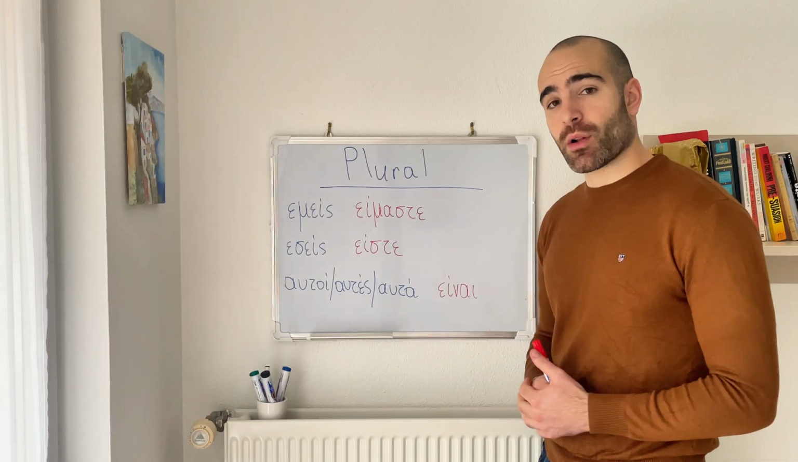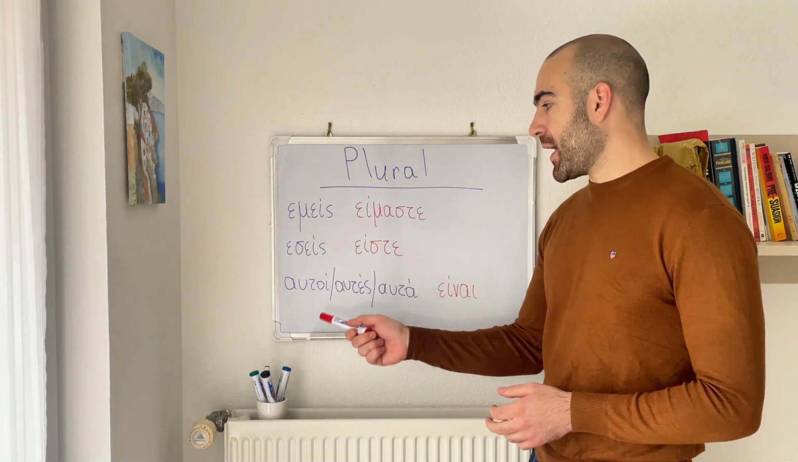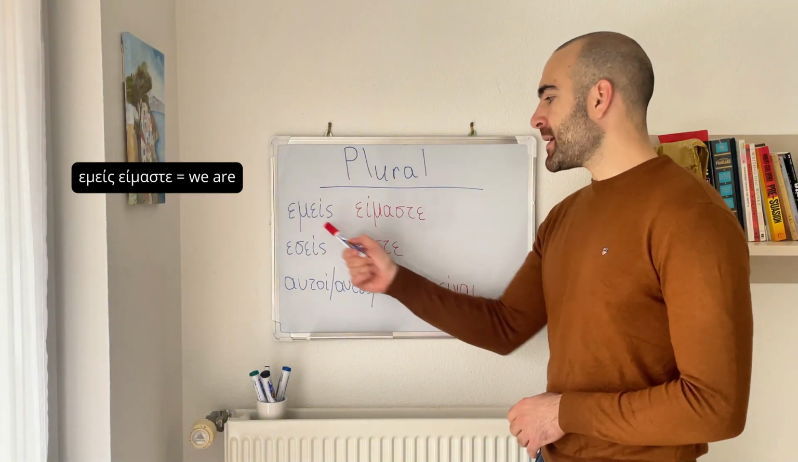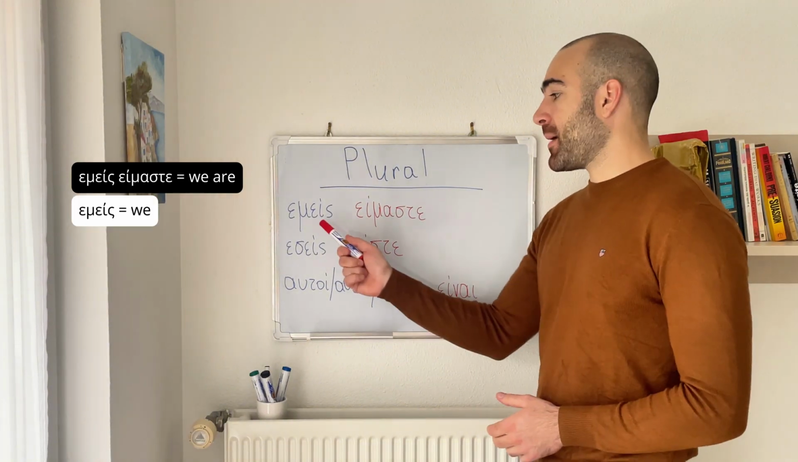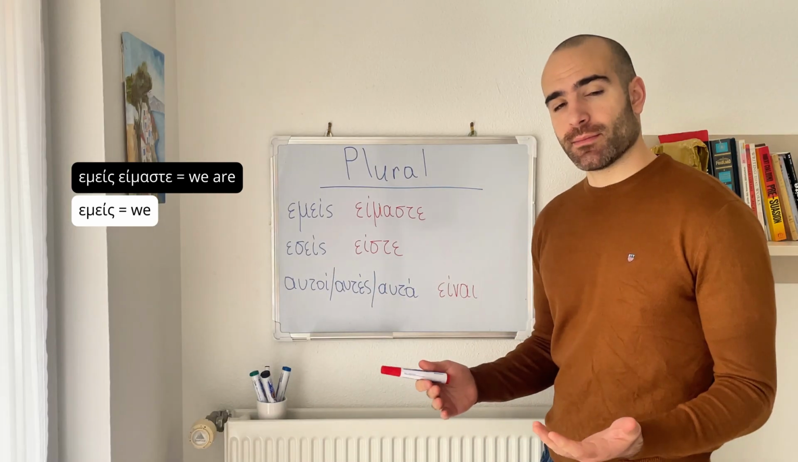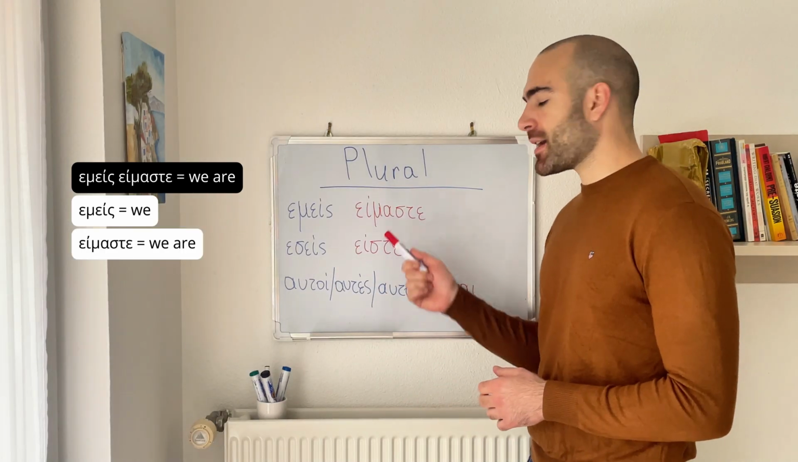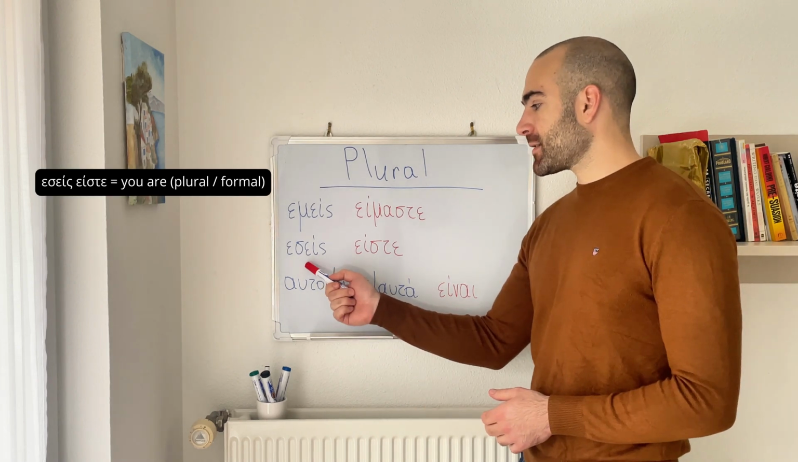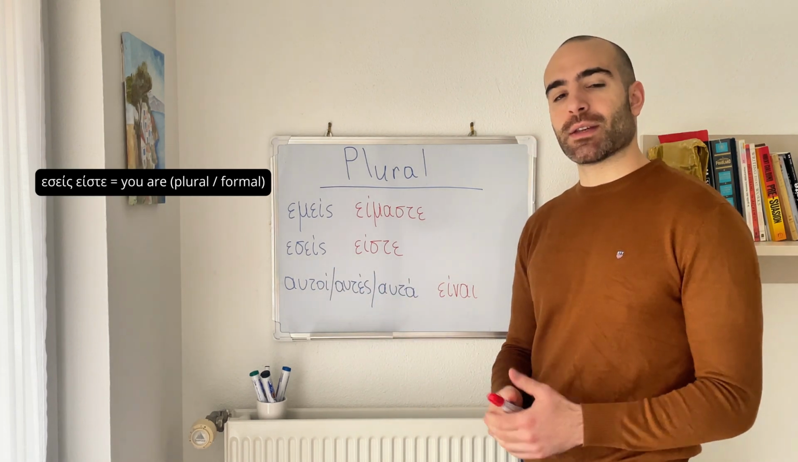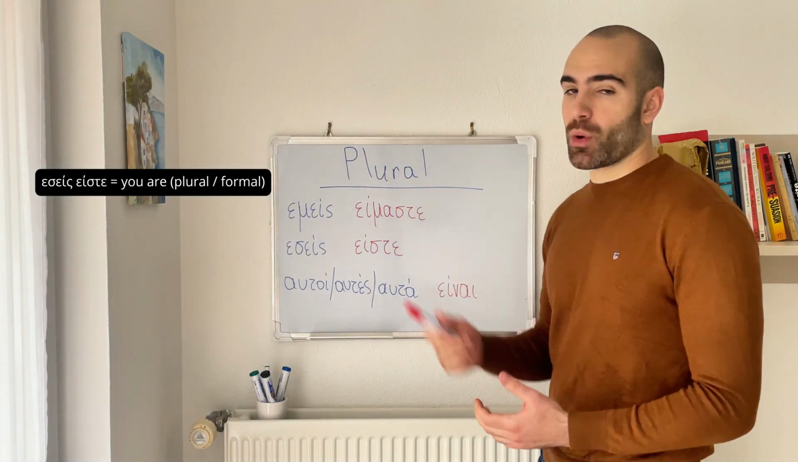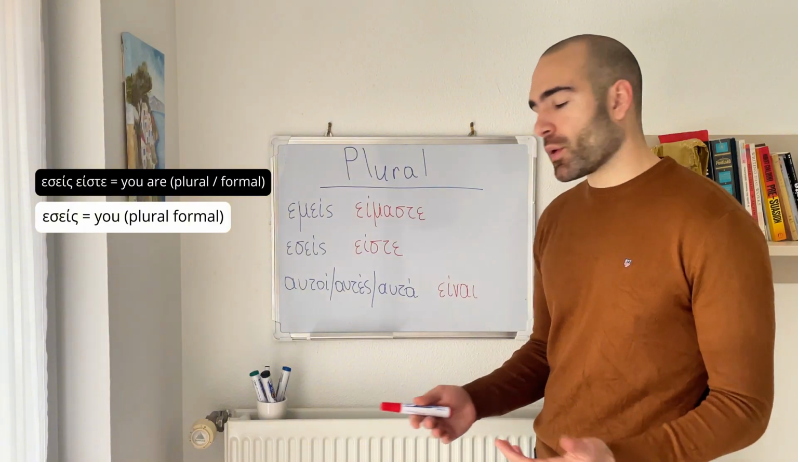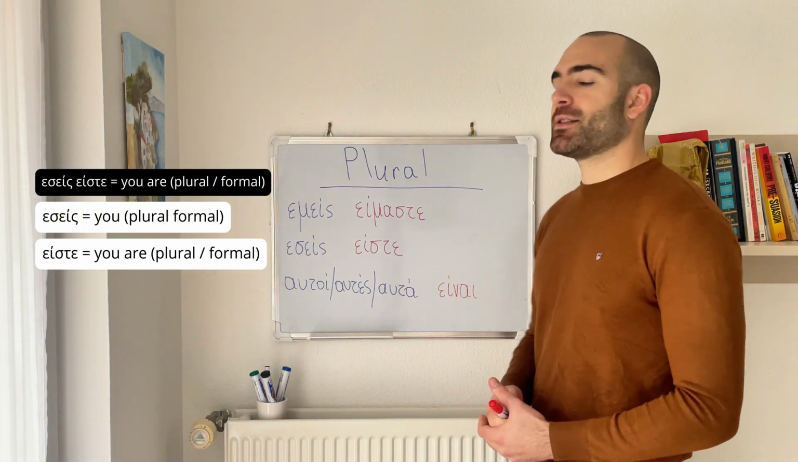Moving on in the plural, we have we, you, and they. So first off, we are would be εμείς είμαστε. Εμείς is our we, just we. Είμαστε is we are. Then we have εσείς είστε, and that means you are plural or formal. Εσείς is our you, plural or formal, and είστε is our you are.